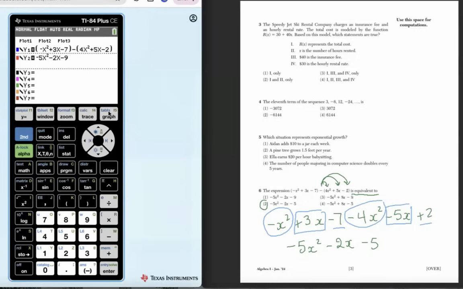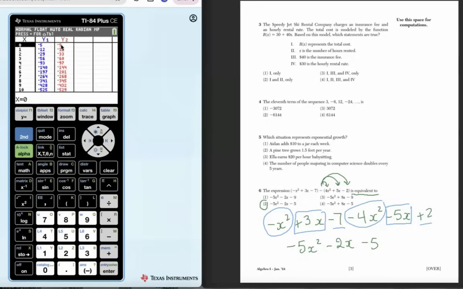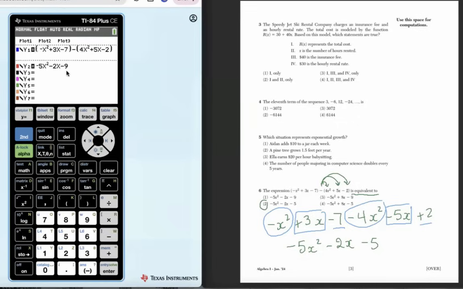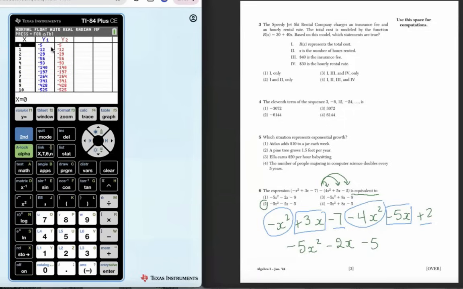Then you're going to go to second graph and we're going to look at the y columns. If these two y columns are equivalent, then answer choice 1 is the correct answer. But notice they're not. Negative 5 is not equal to negative 9. Negative 12 is not equal to negative 16, and so on and so forth. So let's go back to the drawing board. We're going to go to y2 and make some adjustments. Answer choice 2 is saying negative 5x squared minus 2x minus 5. So I simply swapped out the minus 9 with minus 5. And now let's take a look. Notice the y columns are equivalent. So this lets you know that the expression that was given is equivalent to answer choice 2.